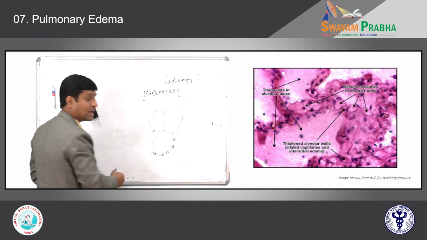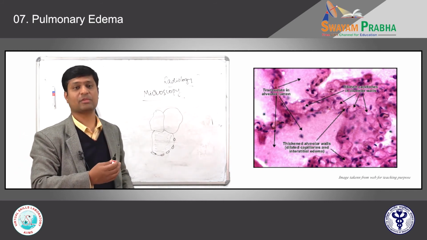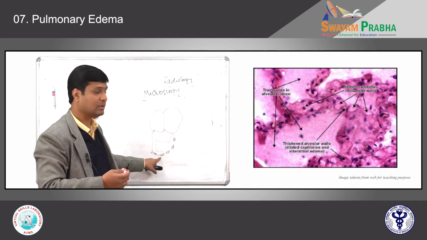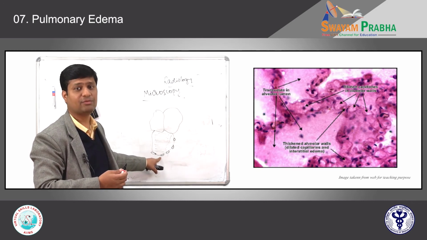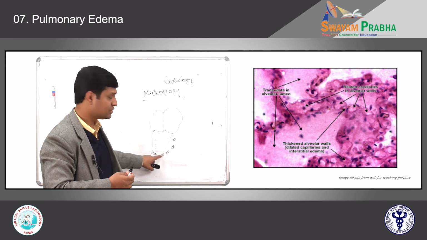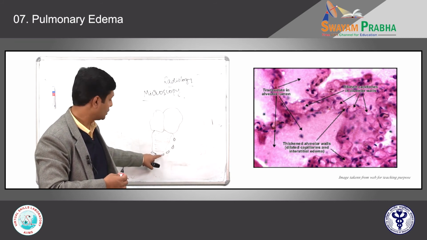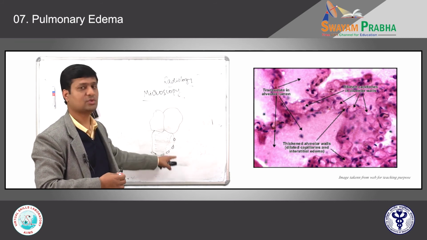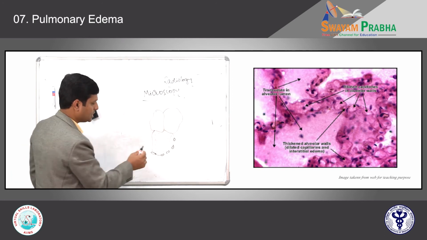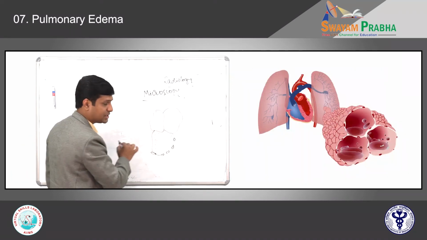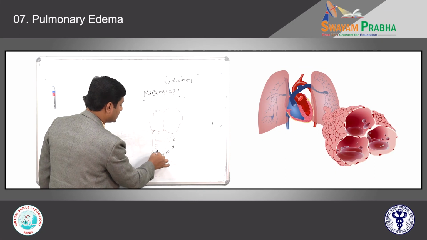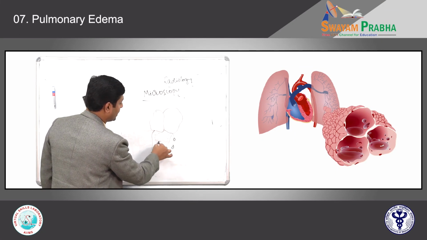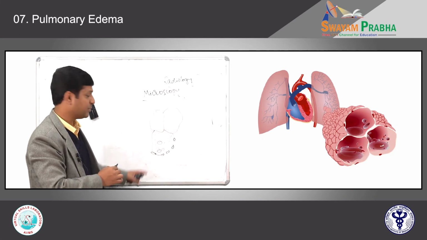These capillaries, as I told you in my first class, do not have any basement membrane. They are very fragile. If you have a constant increase in intraluminal pressure, these capillaries will rupture. Once these capillaries rupture, the blood in the capillaries enters the alveolar lumen. So you will see a lot of RBCs in the lumen.